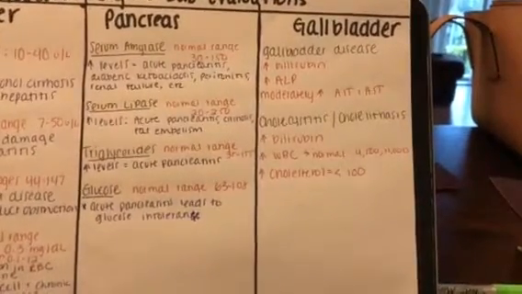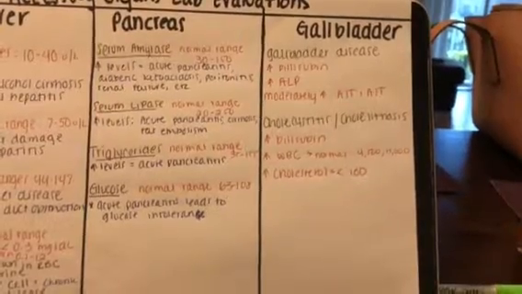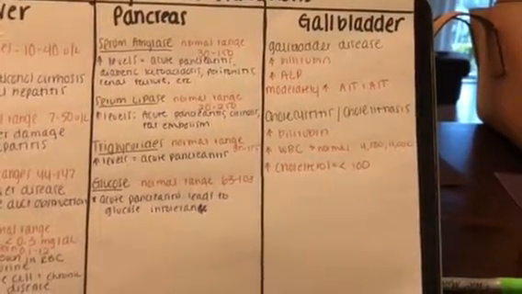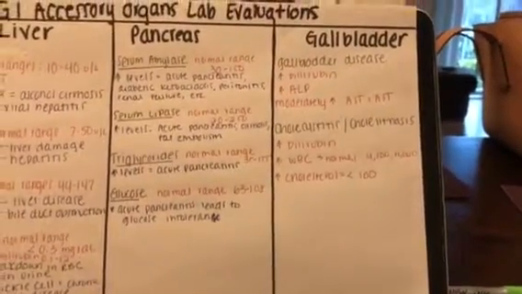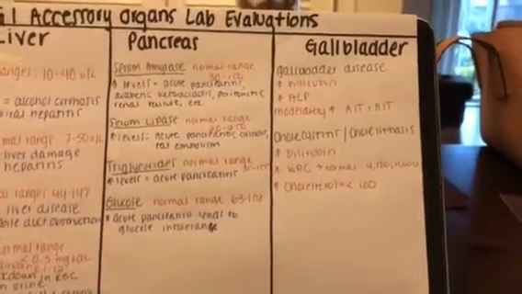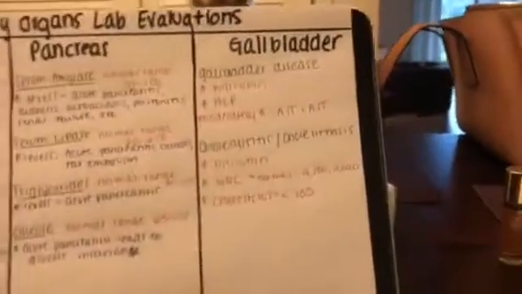Next, we have triglycerides. The normal range is between 35 and 155. High levels are indicative of acute pancreatitis. And lastly, for the pancreas is glucose. The normal range is between 63 and 108. And acute pancreatitis leads to glucose intolerance.